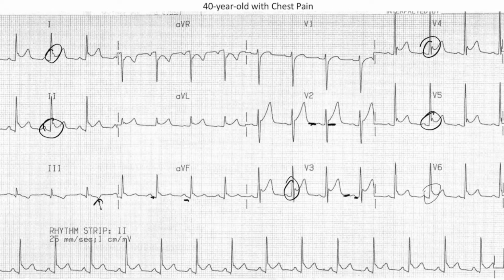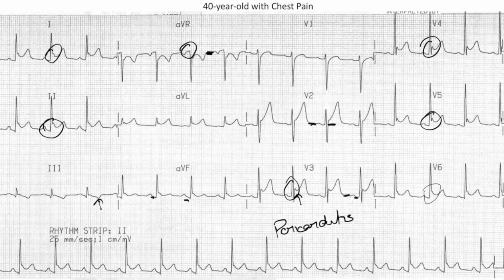Also notice that in lead AVR, you see PR elevation. So relative to the baseline right there, the PR is very slightly elevated. So these are characteristic findings that you would see in someone that has early repolarization, as evidenced by the notching at the end of the QRS complexes, and on top of that also has pericarditis. So the characteristic findings that you're looking for here would be diffuse PR depression in most leads, as well as a PR elevation in lead AVR.